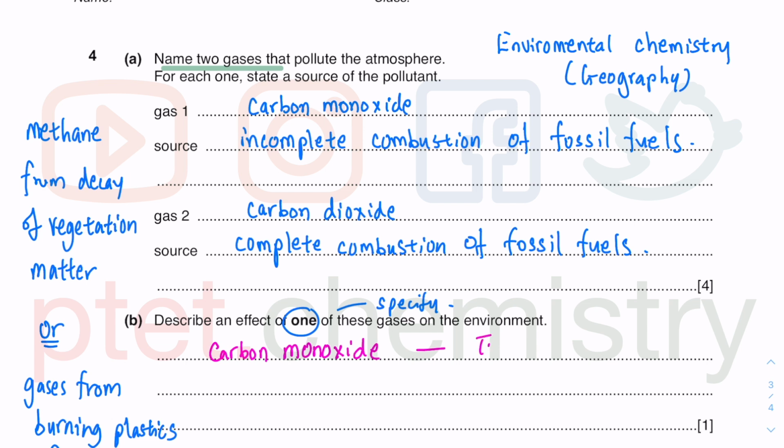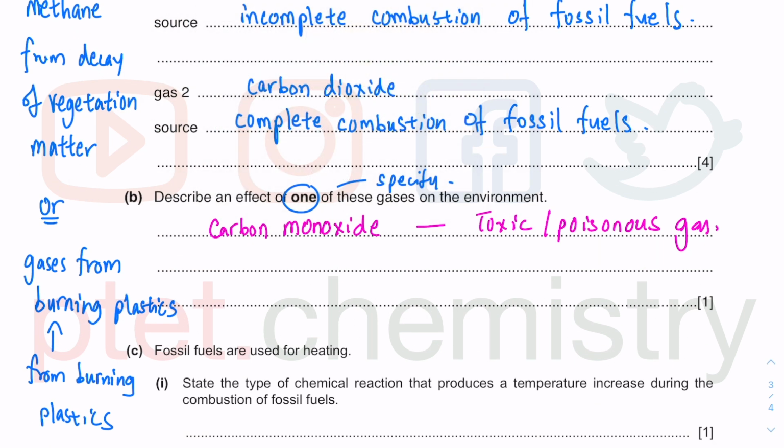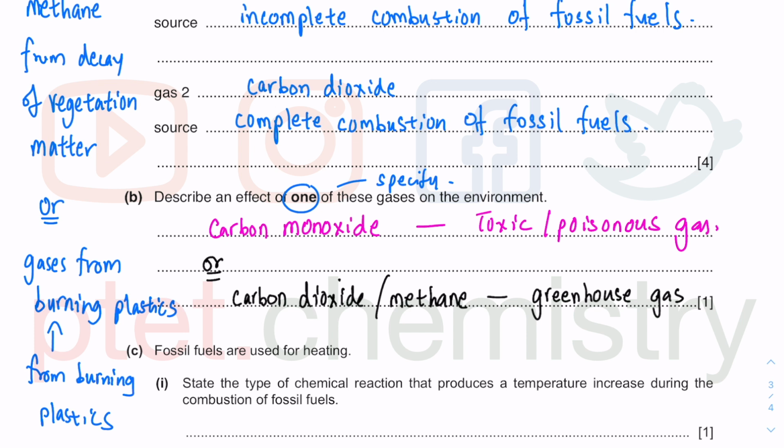Carbon monoxide is a toxic or a poisonous gas. It will kill you. Okay? Or they just say one of the gases, or I can say carbon dioxide. So I specify carbon dioxide. Or I could say methane. Just name one of the gases that you have chosen in the first part. These are greenhouse gases. So both methane and carbon dioxide are greenhouse gases.